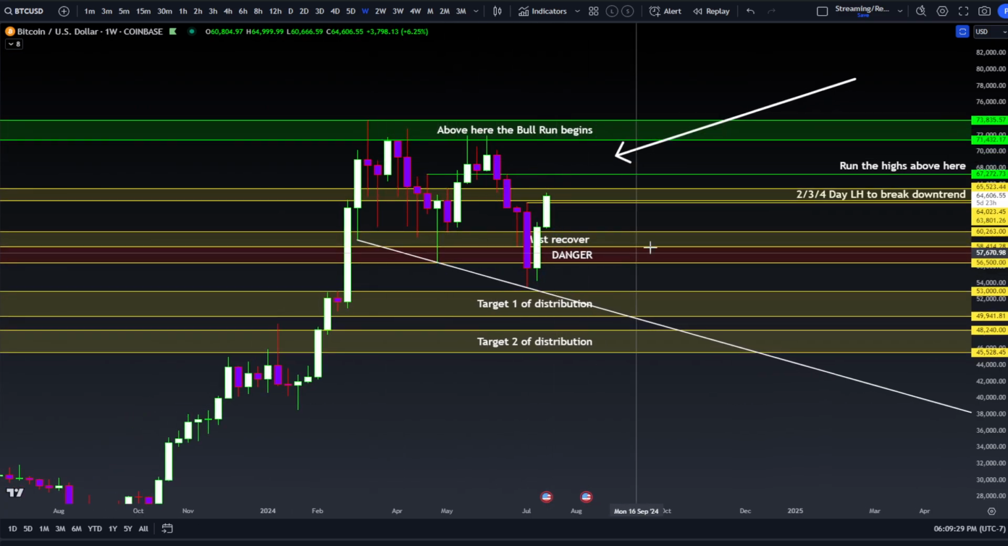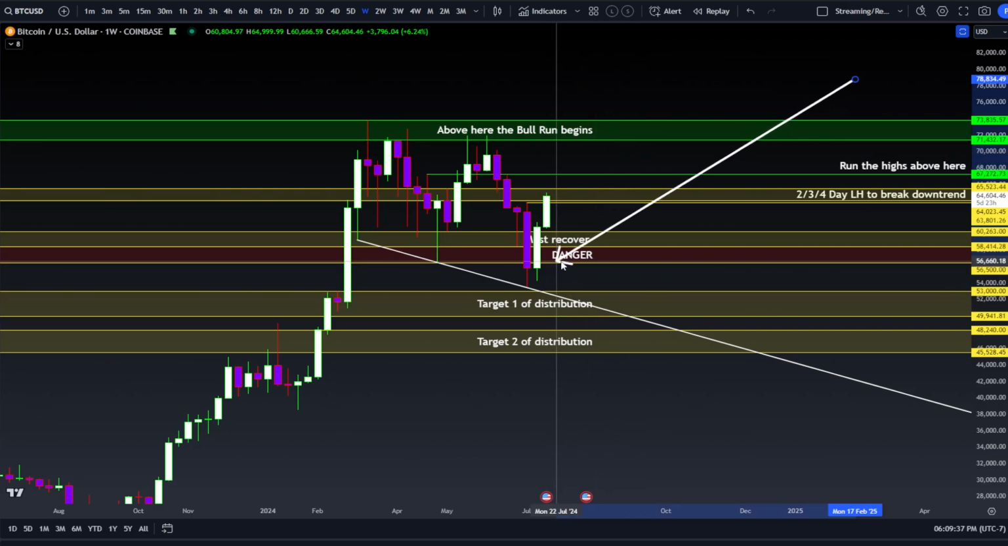And, yes, it is a downtrend on the weekly. This looks like a bull flag to me. The only way that I would get bearish is back below 56,500.